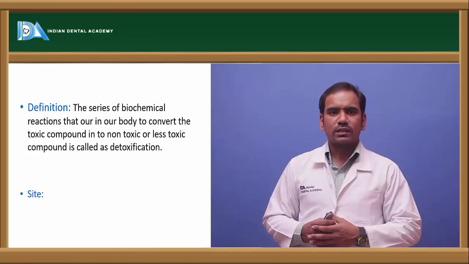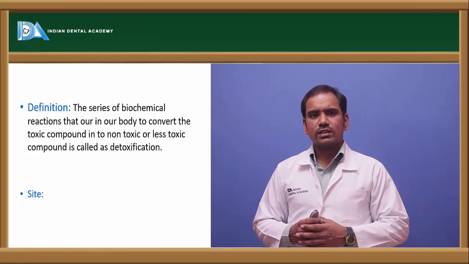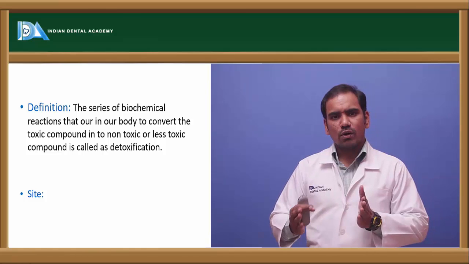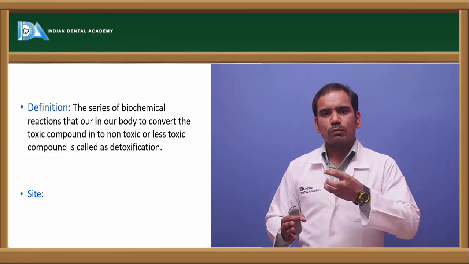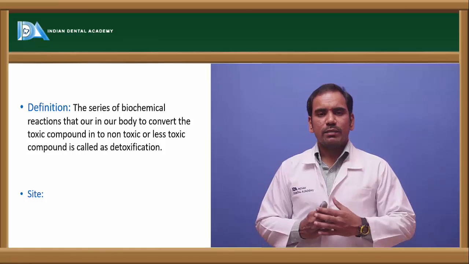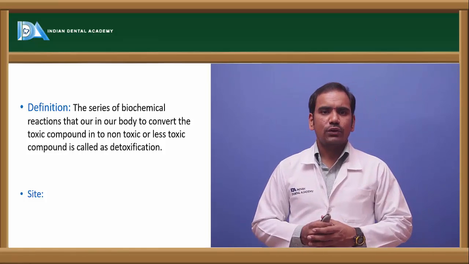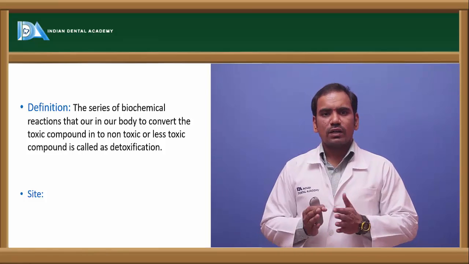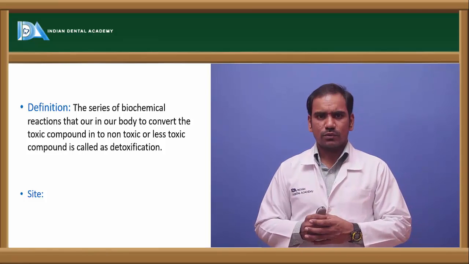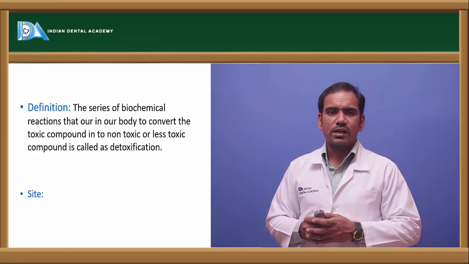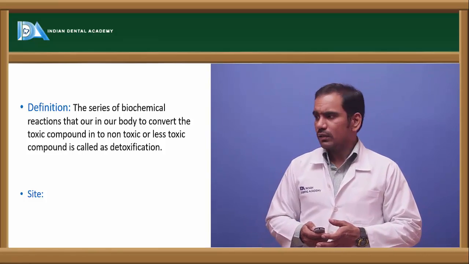So detoxification can be defined as a series of reactions which convert a toxic compound into a less toxic or non-toxic and water soluble compound so that it can be easily excreted from the body. This mechanism is called detoxification. We are converting a toxic compound into a less toxic compound. This detoxification mainly occurs in the liver, right?